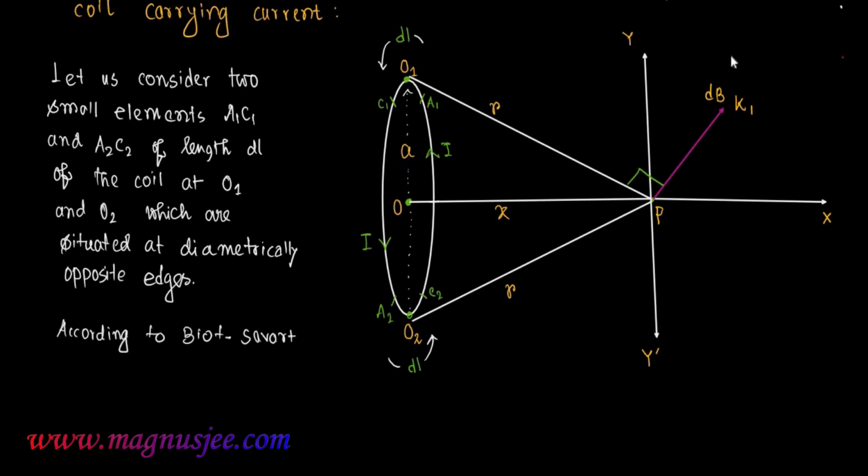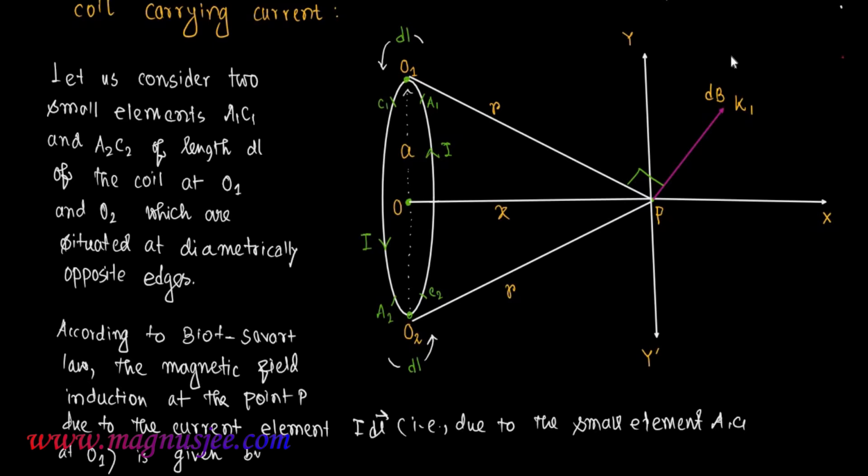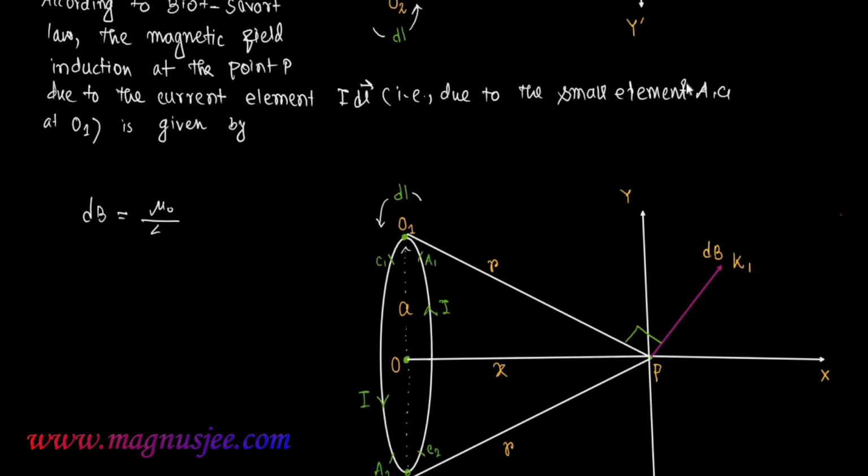According to Biot-Savart law, the magnetic field induction at the point P due to the current element A1C1, or I vector dl, that is due to the small element A1C1 at the point O1 on the circular coil, is given by dB equal to mu0 by 4 pi, I dl sine theta divided by r square, where theta is the angle between dl and r, and I dl is the current element.